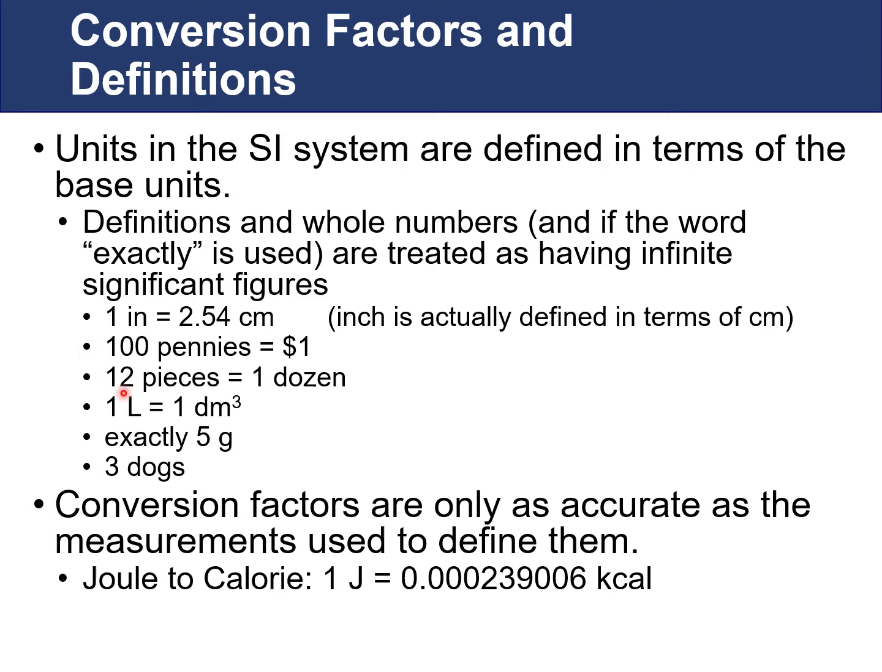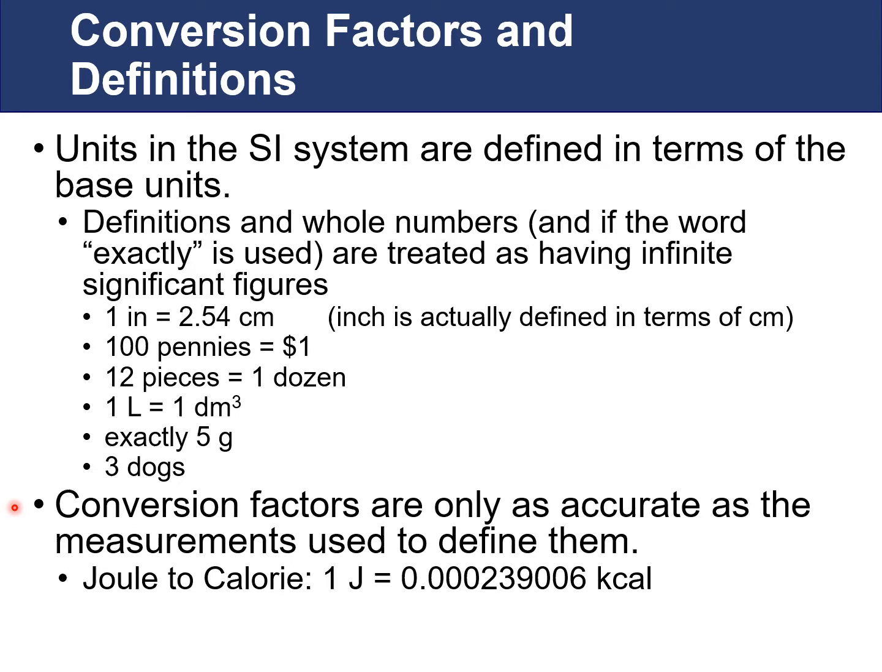12 pieces of something is equal to 1 dozen of that object. 1 liter is defined as being 1 cubic decimeter. If we have the term exactly 5 grams, this means 5.0 to infinity grams. So it has infinite number of significant figures. It is exactly 5 grams. And so we don't take this value into account when we're trying to come up with significant figures. 3 dogs would be something that has an infinite number of significant figures. You can't subdivide a dog and still have a dog.